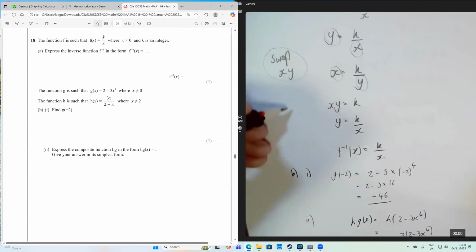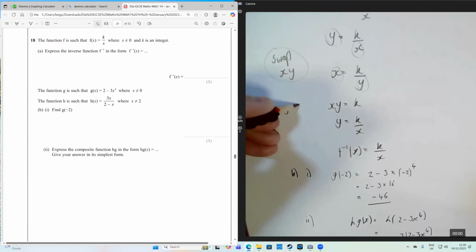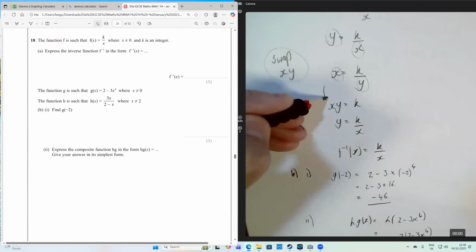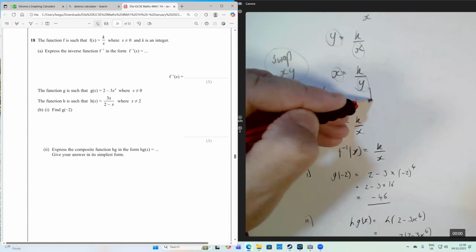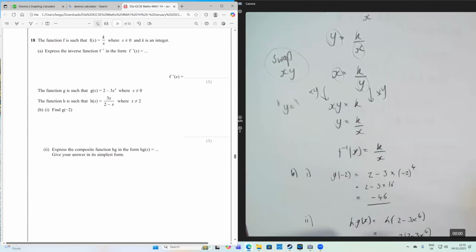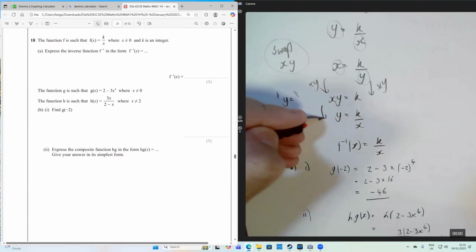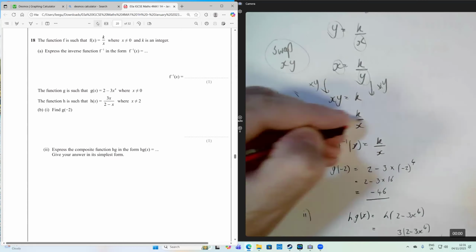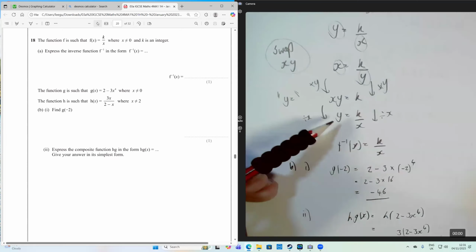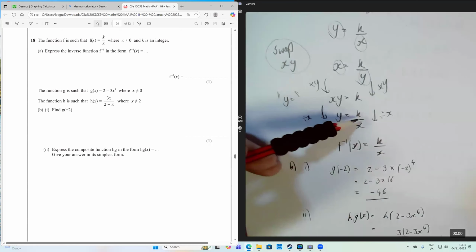Then once you've done that, you need to rearrange it to make y the subject. So I've multiplied both sides by y. So I write here times by y. And that gives me xy equals k. And then I just divided by x because I'm trying to make y the subject. So divided by x, and I find out that I get y is equal to k over x.